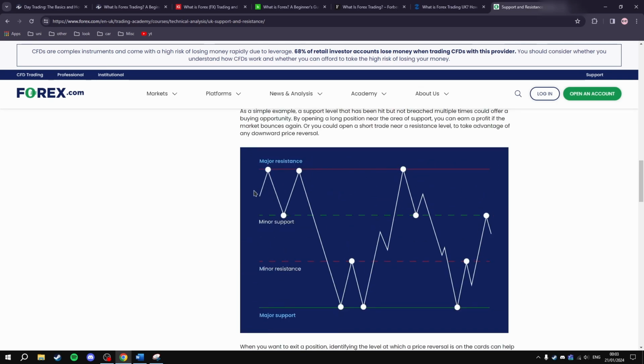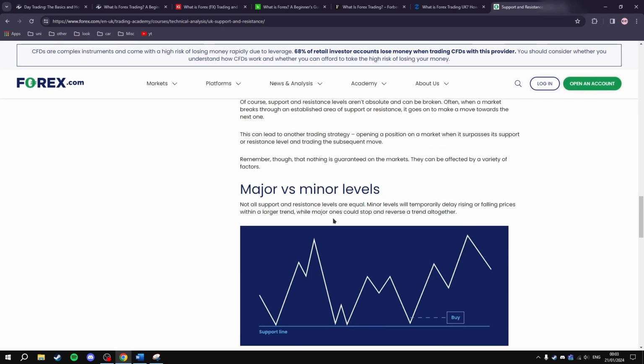Minor resistance, so it goes here, keeps it back, bounces up, bounces down, keeps it here. Does it? Minor resistance levels. Resistance stops it going upward anymore.